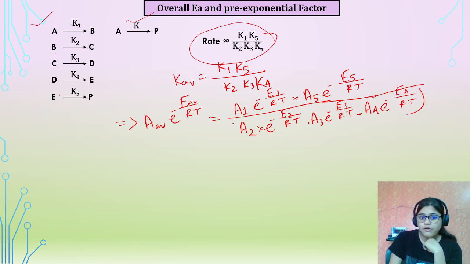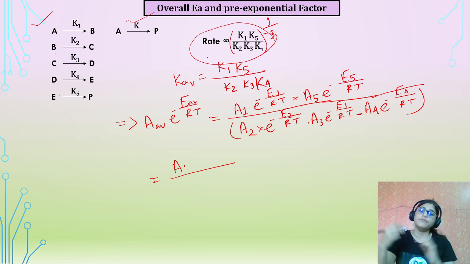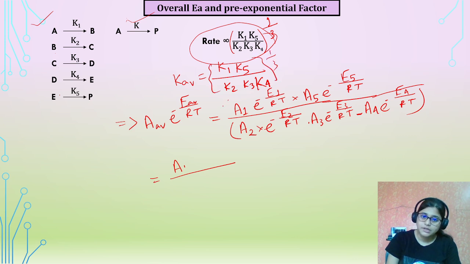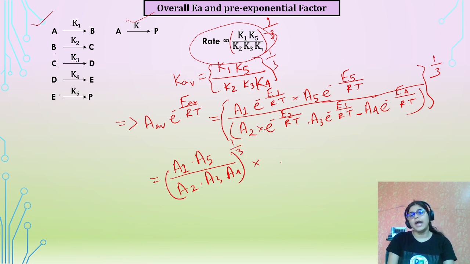Now if we solve this and take A1 like this way, the whole term is to the power 1 by 3. Here also 1 by 3 is there, right? So if we take A1 into A5 by A2 into A3 into A4, to the power 1 by 3, we took this, and the other e to the power terms are left here.